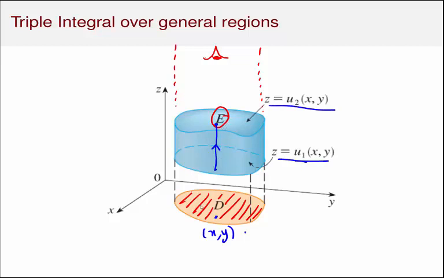And now if we do this for every point inside D, then we'll get a collection of vertical arrows whose initial points lie on the lower surface and the terminal points lie on the upper surface. And hence the type 1 region is the region consisting of all these vertical arrows. Do you follow me?